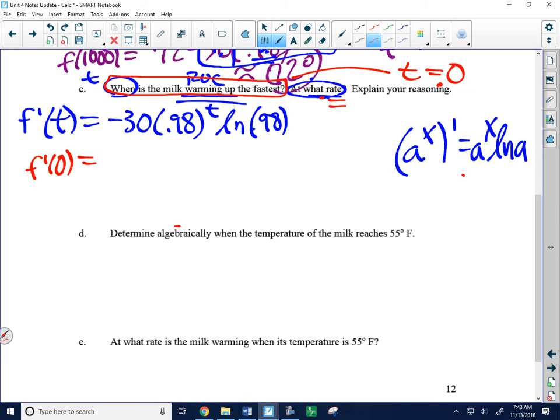Okay, so let's plug in 0 now. So that's the derivative. This will be the rate of change. We plug in 0. The rate of change at 0. So we got negative 30 times 1. 0.98 to the 0 is just 1. And then natural log 0.98.